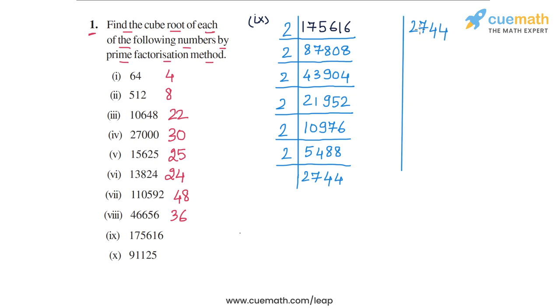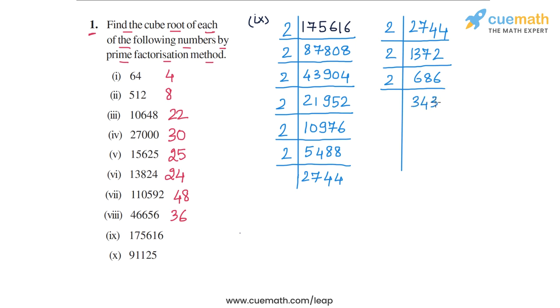So we obtained 2,744. So I'm going to take out a 2 again, and that will give us 1,372. And we take out a 2 again, that will give us 686. And we can take out a 2 once more, and this will give us 343. Now 343 is not even.